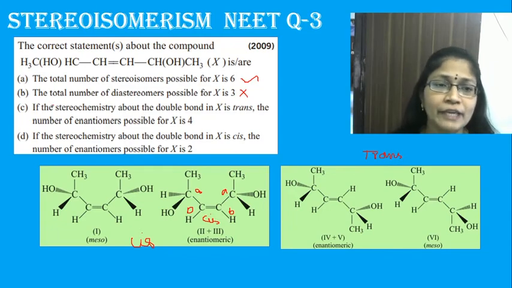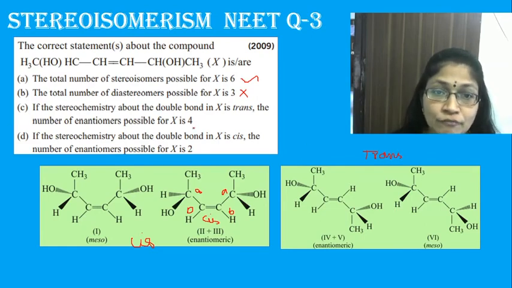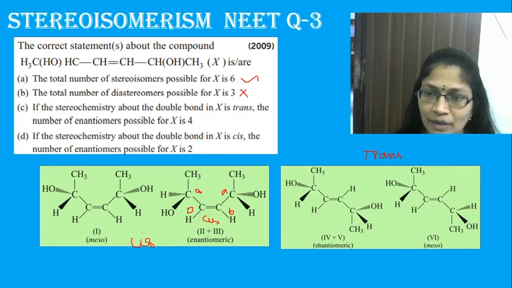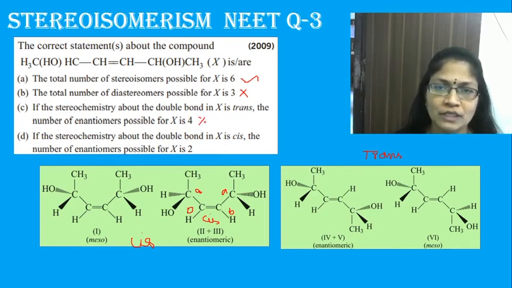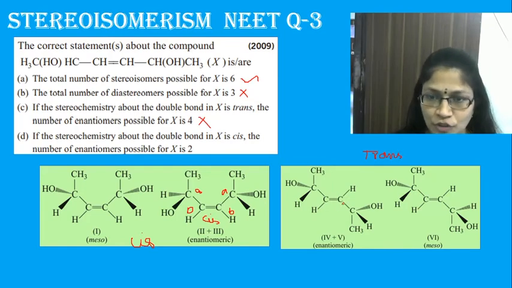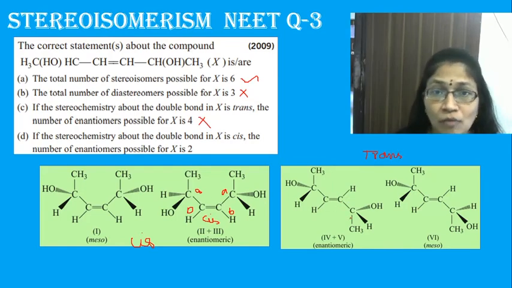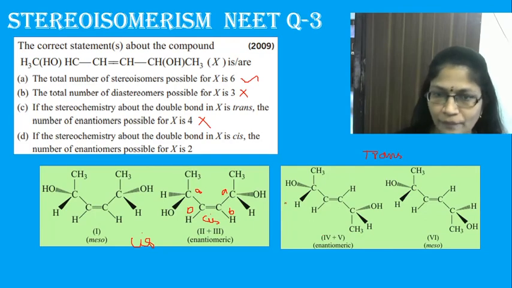If the stereochemistry about the double bond in X is trans, they are asking about the trans, the number of enantiomers possible for X is 4. This is the trans. Number of enantiomers is how much? Only 2. It's not 4. 2 enantiomers are possible if it is trans position. If they are asking overall enantiomers, then it is 4. If only for trans, then only 2.